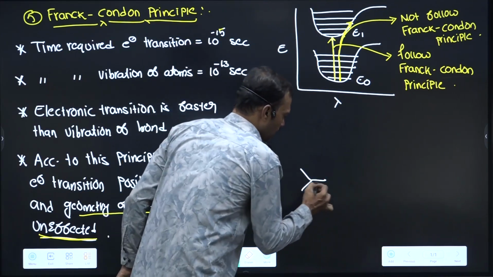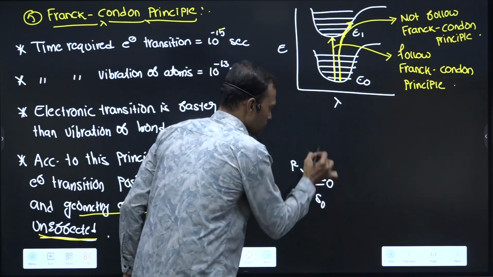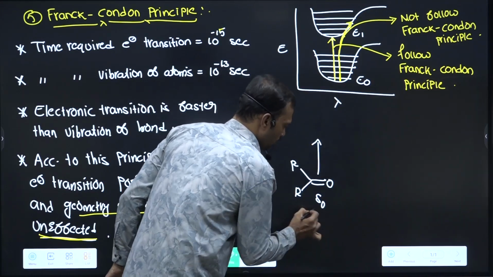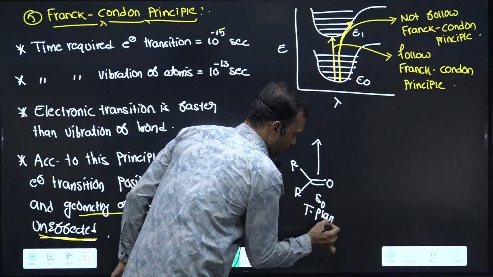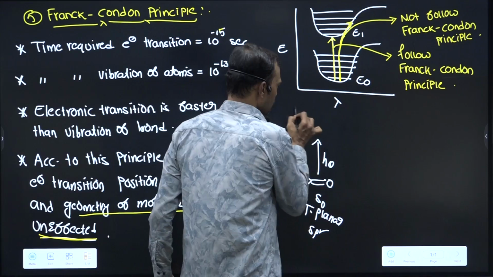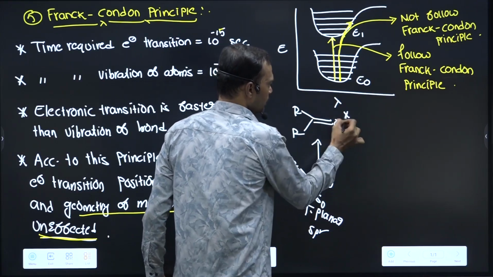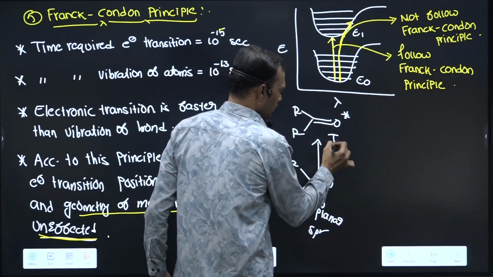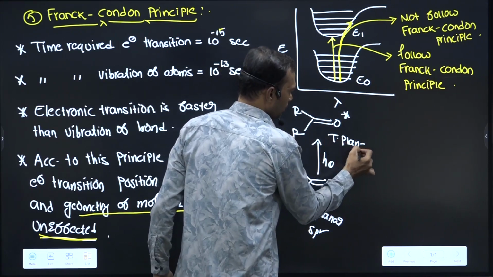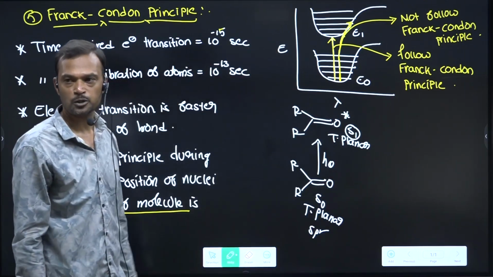Suppose I take a carbonyl compound, this is R and this is R. Here it is the S0 state. Now, what is the geometry of this one? Trigonal planar. What is the hybridization? sp2. Now after excitation, here R, this is R. Now it is excited. What about the geometry still? Trigonal planar only. This is the S1 state. This is called the Franck-Condon principle.